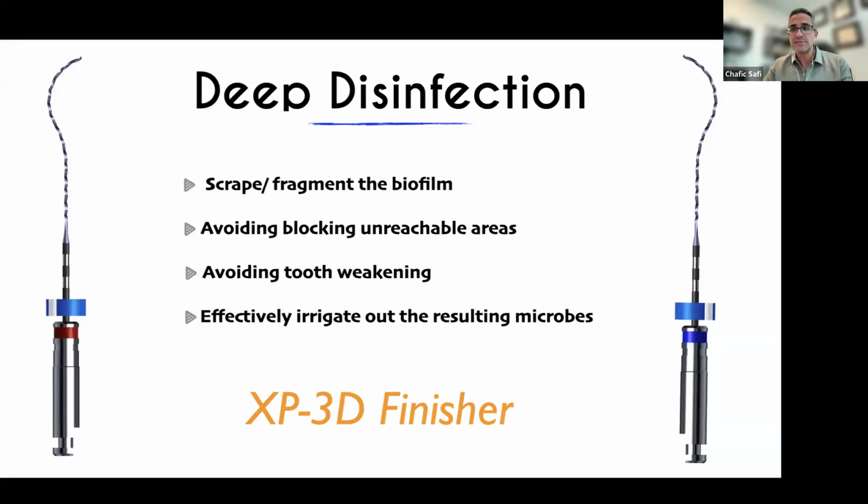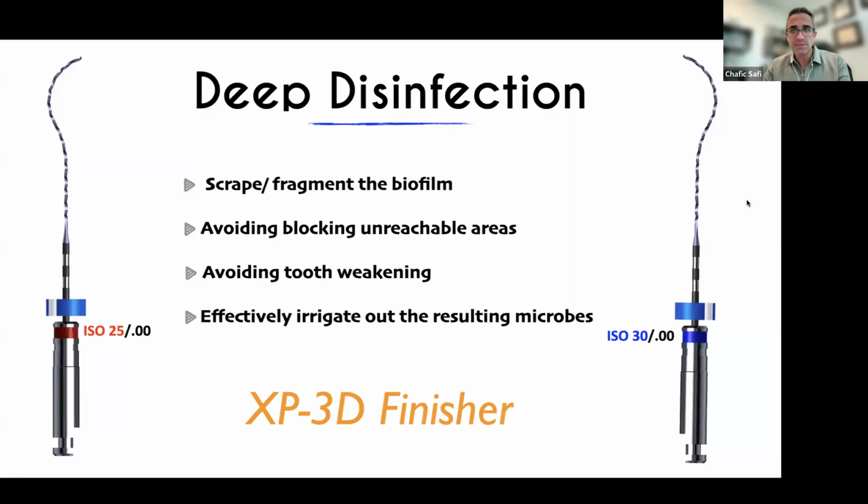And the XP3D Finisher comes in two sizes. That's why you have one that has the red band here and one that has the blue band here. The red band has the tip size of a size 25, and the blue band has a tip size of a 30. So the tip on the red band is equivalent to a size 25 file, and the tip on the blue band is equivalent to a size 30.